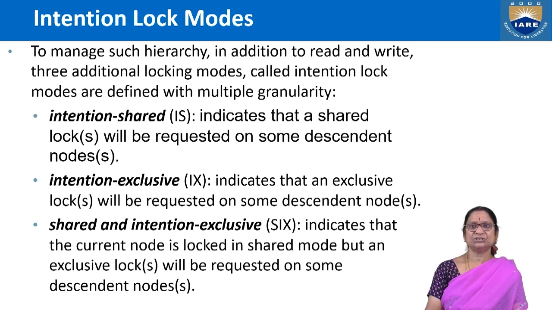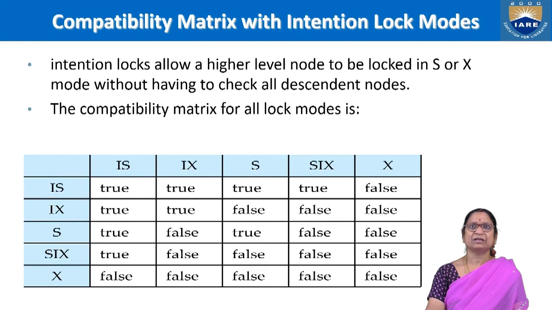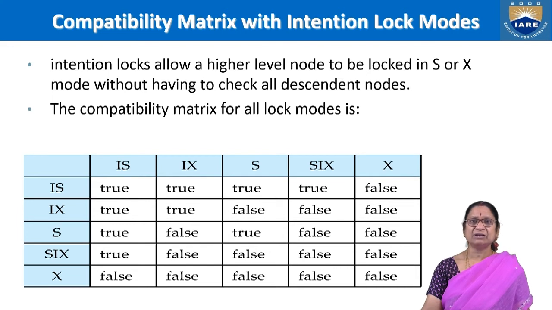Similarly, shared and intention exclusive means that the current node is locked in shared mode, but exclusive locks will be requested on some descendant nodes. The current node will have a shared lock, but its children, that is the next sub items, may request an exclusive lock. These intention locks allow a higher level node to be locked in shared or exclusive mode without having to check all descendant nodes. So no need to worry about that.